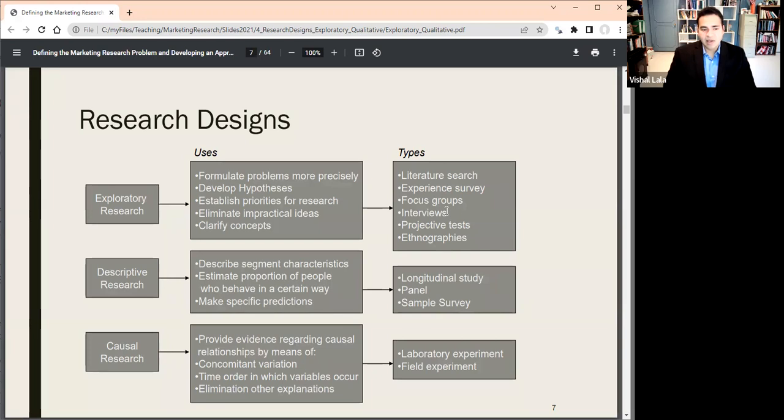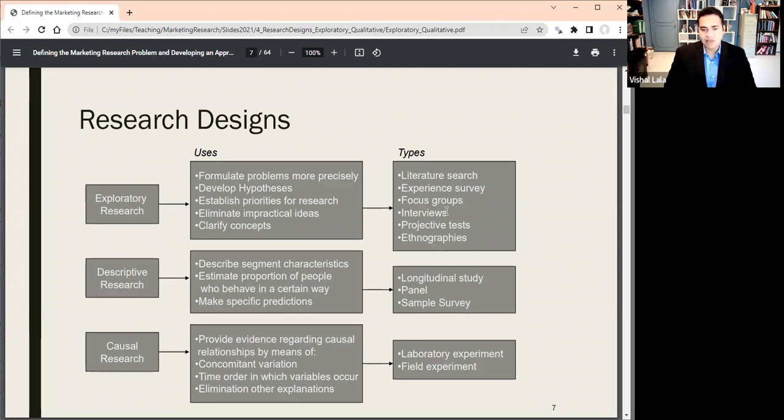Descriptive research typically involves doing some form of a survey. This might be a longitudinal study, which involves gathering data from people over a span of time, or gathering data from the same set of people via a survey over a span of time. A great example of panel design would be a Simmons panel, where Simmons gathers consumer demographic and attitudinal behavioral data over a span of time.